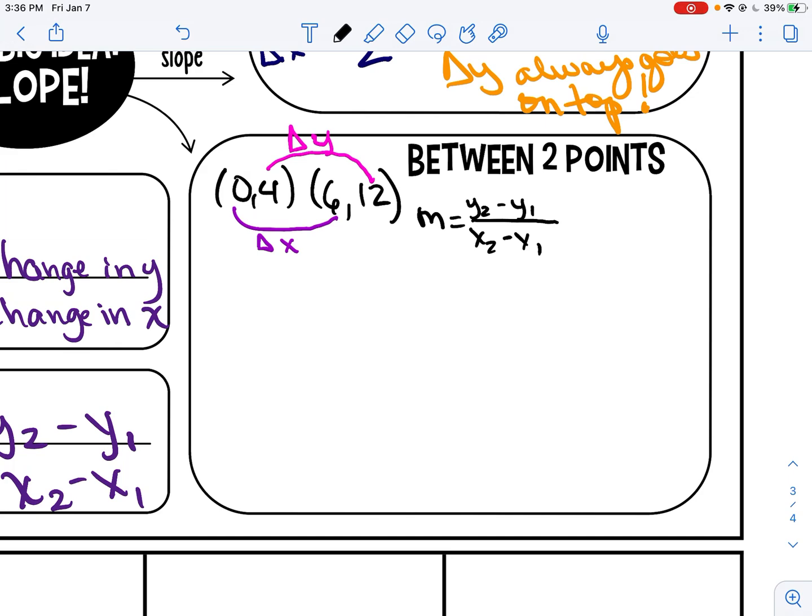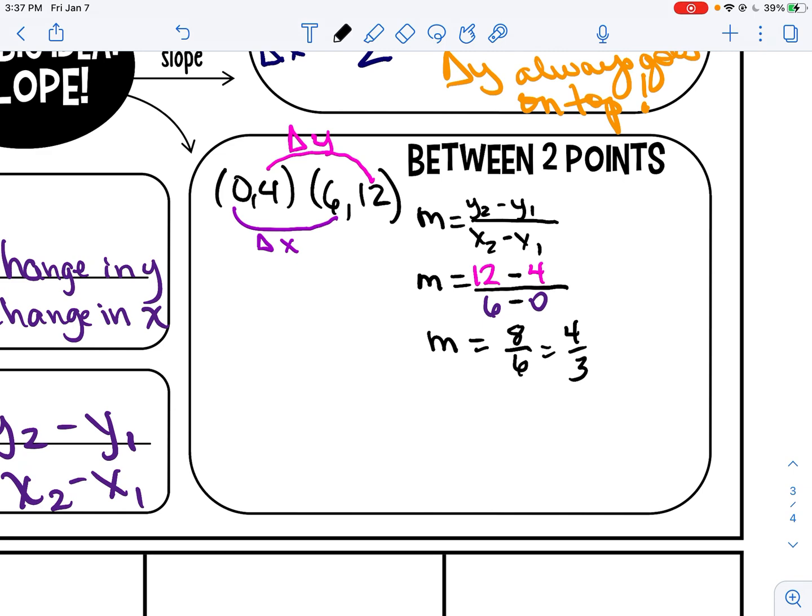So when I do this problem, I'm going to subtract my y values. Remember, the subtraction sign is already there. So I'm going to subtract my y values: 12 minus 4. I'm going to subtract my x values. Because I used 12 first, I need to use 6 first. When I subtract these, I get 8 over 6, which simplifies to 4 thirds. Okay, you always have to simplify.